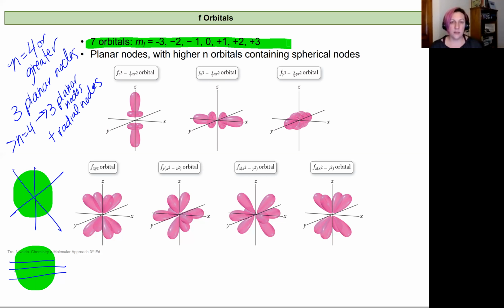And so these ones I won't expect you to draw on your own or remember the names of the different orbitals, like y cubed minus 3/5 yr squared orbital. It's kind of a mouthful. I would like you to be familiar with the s, p, and d that we use more commonly. These f orbitals really only come into play when we're looking at lanthanide and actinide elements.